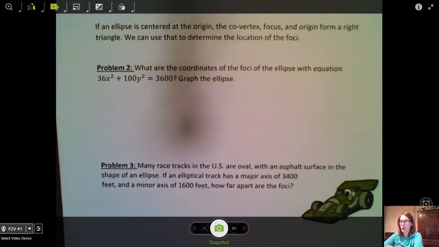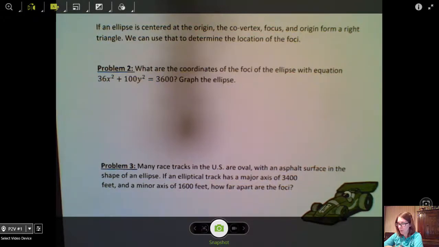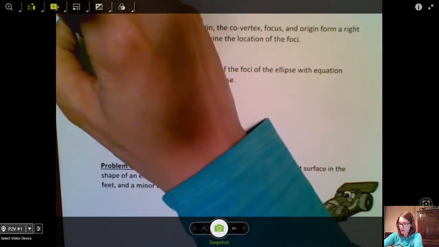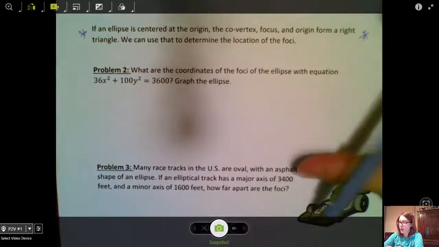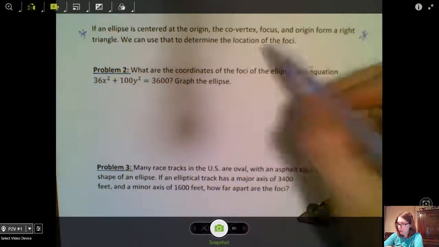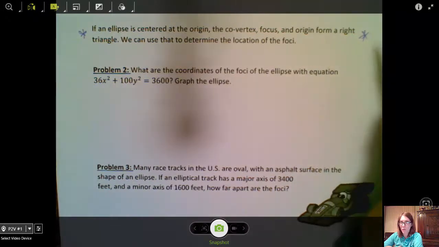We're going to keep our work going with our ellipses today. The first new piece of information we're going to look at, this part is really important here. If an ellipse is centered at the origin, the covertex, the focus, and the origin form a right triangle.